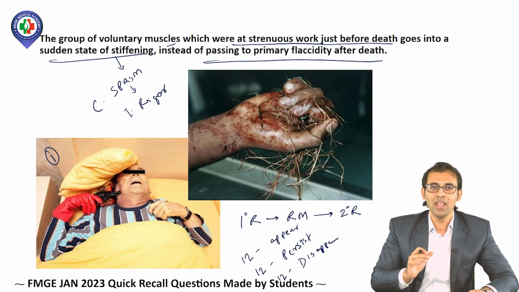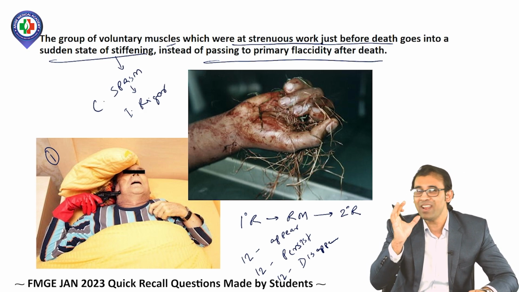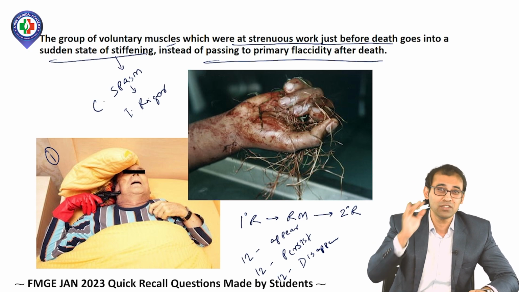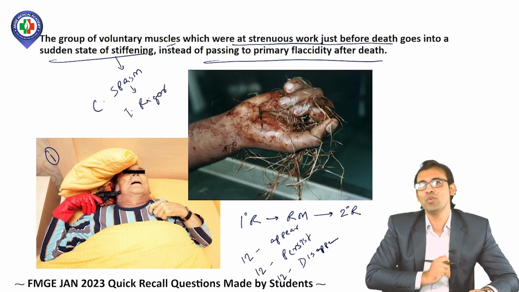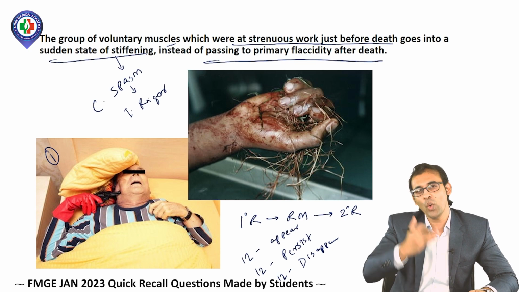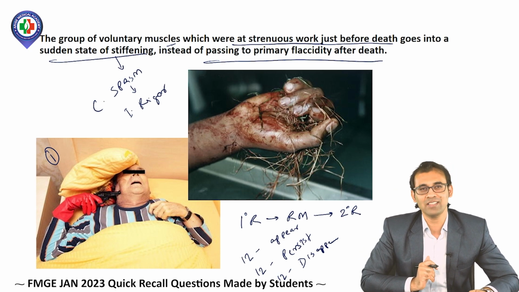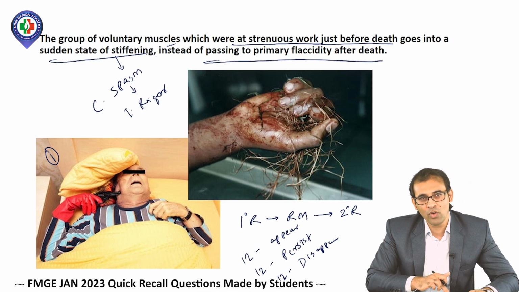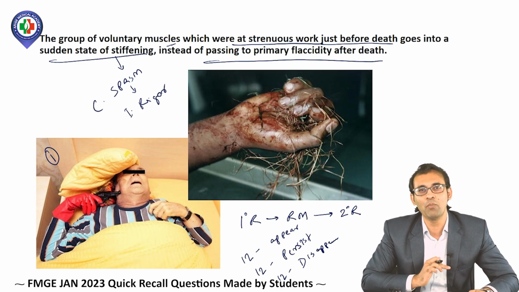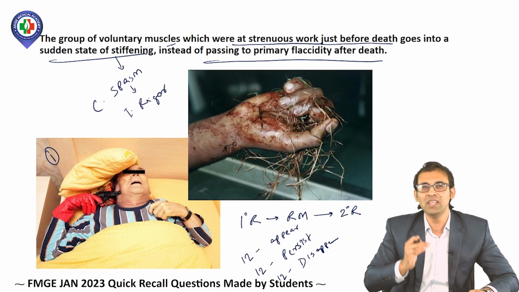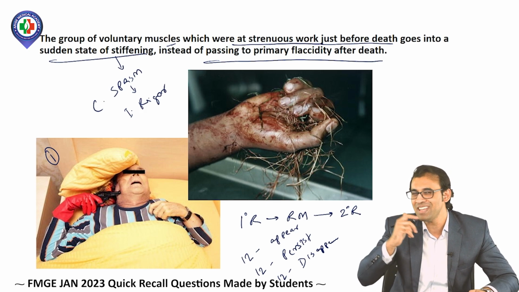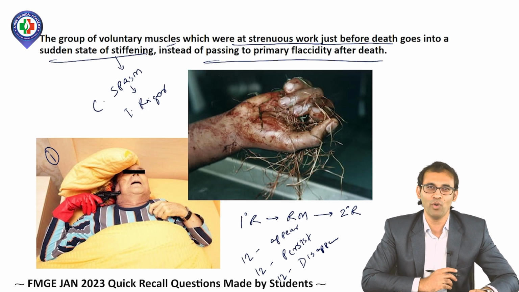What is happening here? Only voluntary muscles which were at strenuous work just before death suddenly go into a spasm without going into primary relaxation. This is called cadaveric spasm. So picture number 1, picture number 2, what do these describe? Cadaveric spasm. This will give you the last attitude of the person before death.